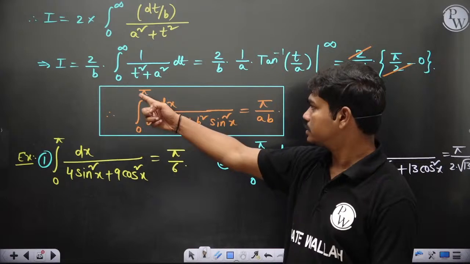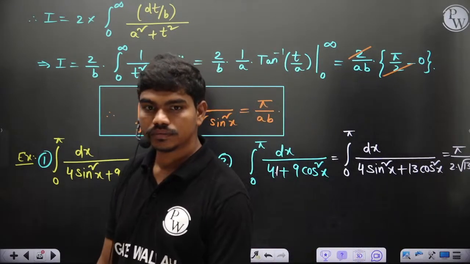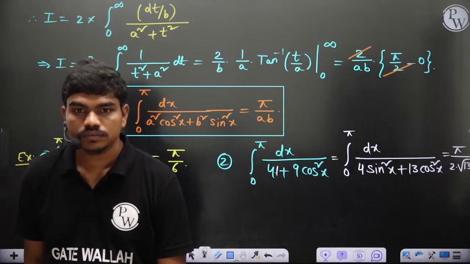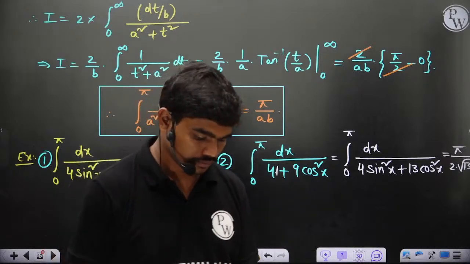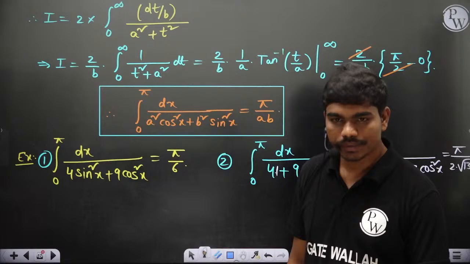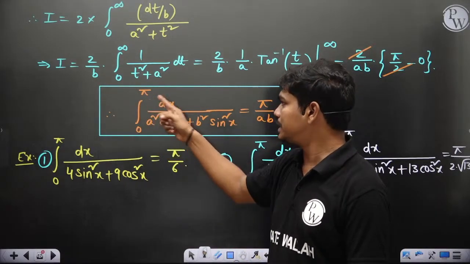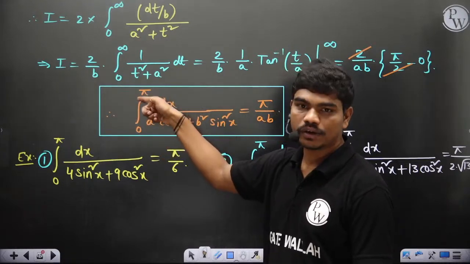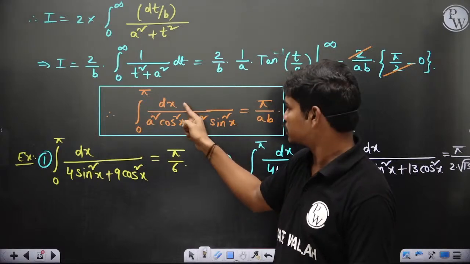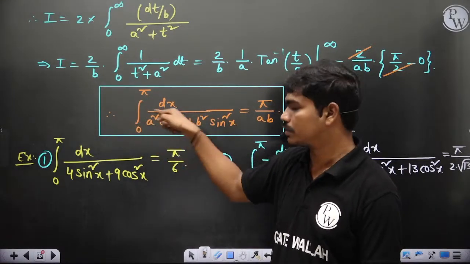If you have 2 pi here, then what would have been the answer? So please tell me, type in the chat box. 2 pi by AB, that's it. Yeah, it is 2 pi by AB, of course, because if there is 2 pi, this integral could be written as 2 into integral 0 to pi. Because cos 2 pi minus x is cos x, and sin 2 pi minus x is minus sin x, but because of squares, this function remains as it is. So if you have 2 pi, then 2 into something would come.